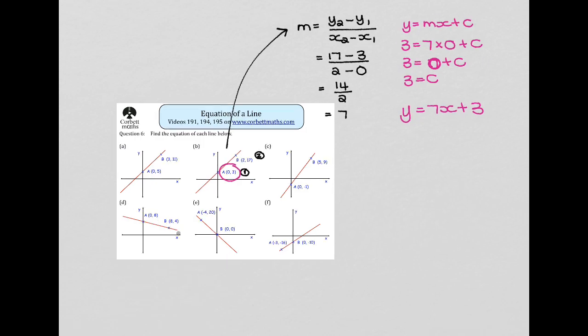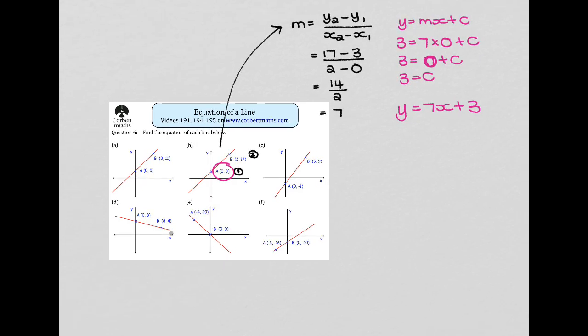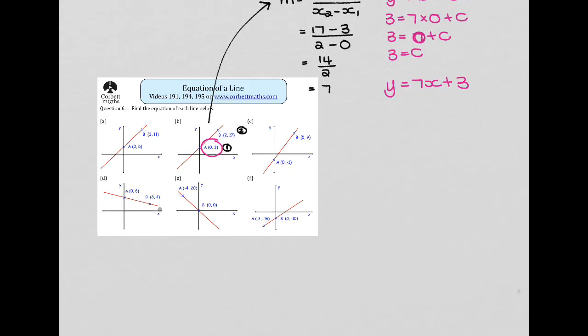Now, technically speaking, in all of these, you can go straight to the answer once you find the gradient, because in these specific examples, they've given you the y-intercept, and the y-intercept is c. But I am teaching you a method which you can apply to any question. Please try the last 4 questions on your own, and I will give you the correct equations when you unpause.